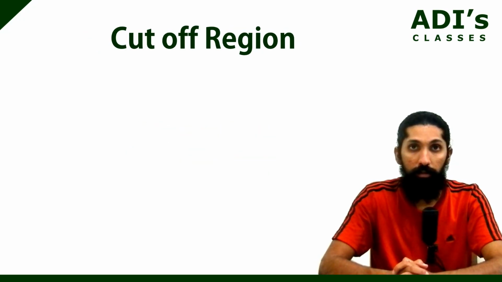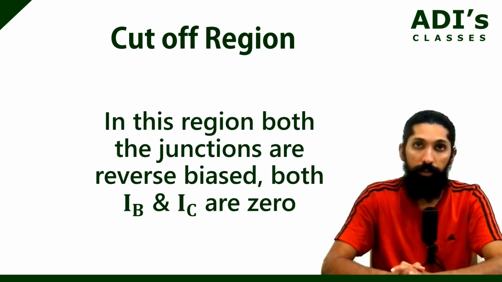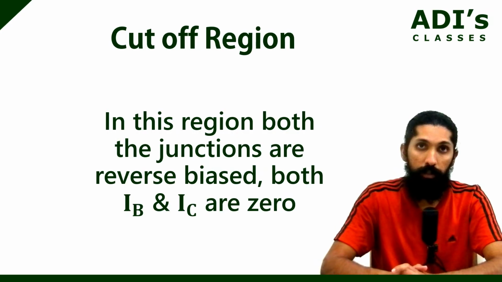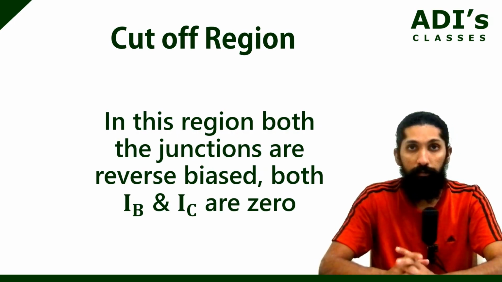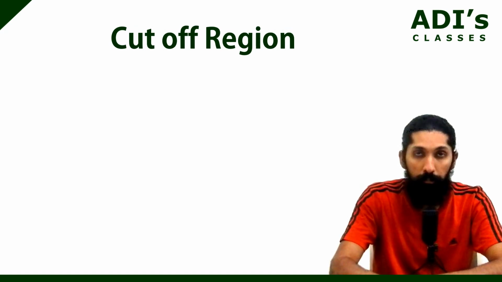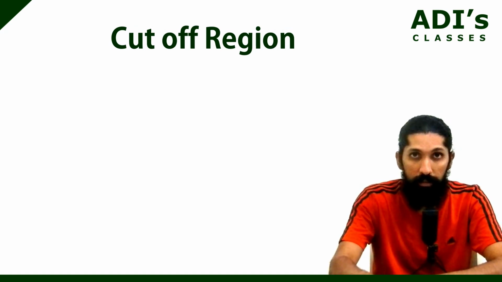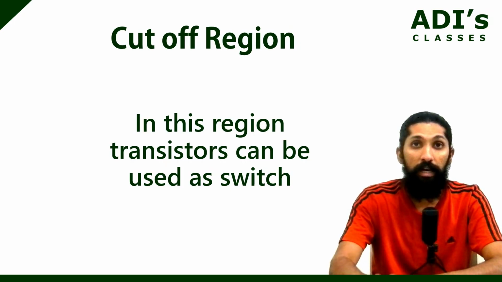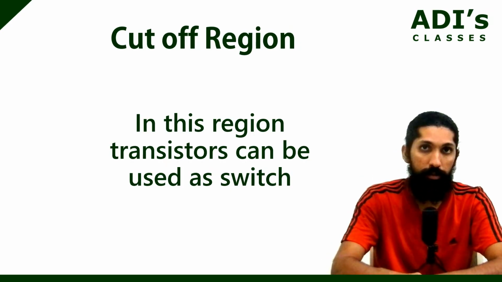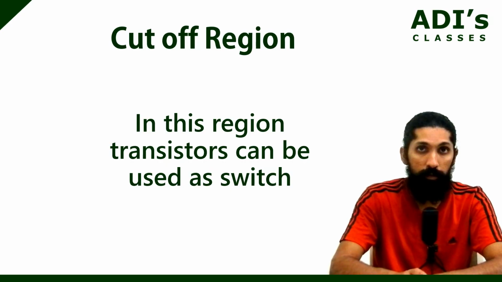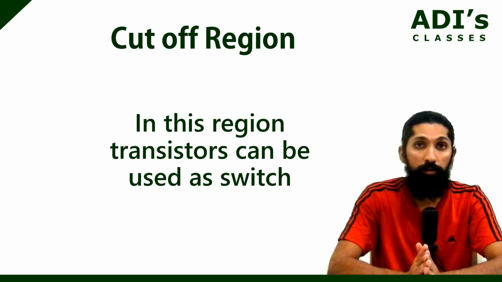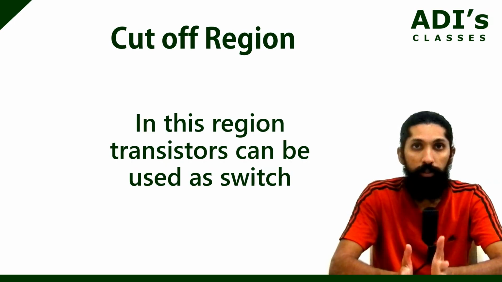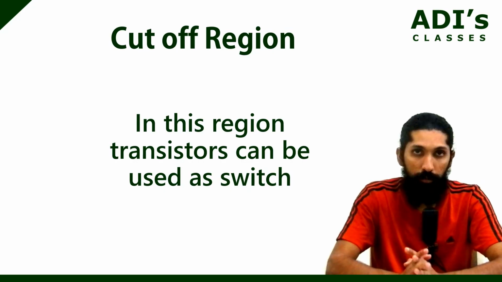The second type of region, the cutoff region. See, in the cutoff region, both the junctions are reverse biased. In the sense, IB and IC, both of them will be 0. See, this region is very important to us because transistors in this particular region can be used as switches, for switching the circuit on and off. You will understand how transistors can be used as a switch in the upcoming videos. Okay, so transistors as switches, there we are using the cutoff region.